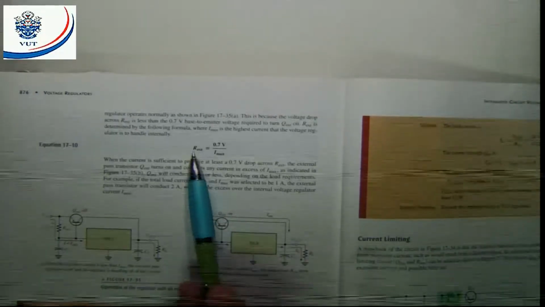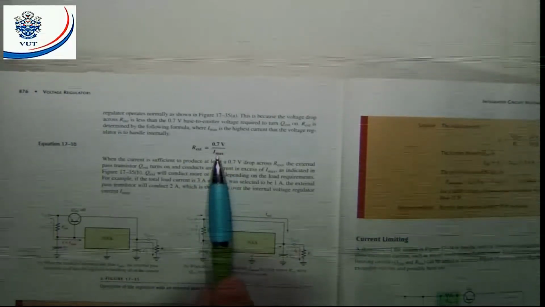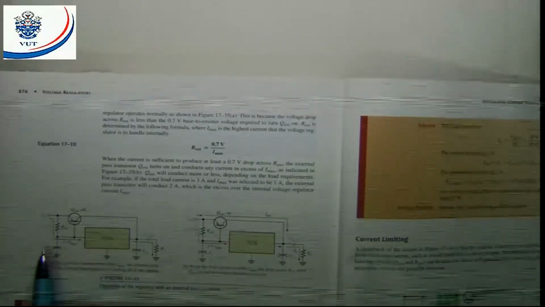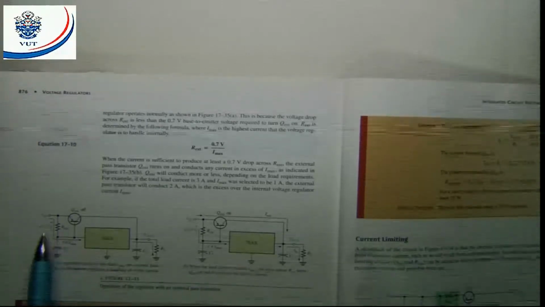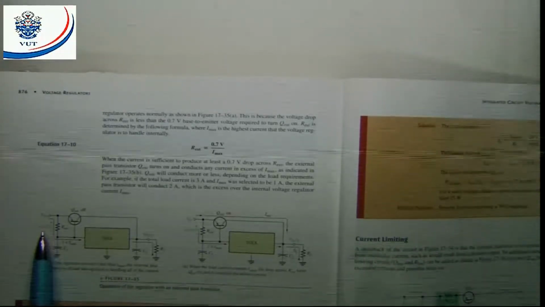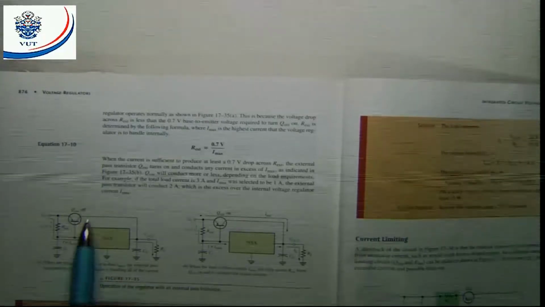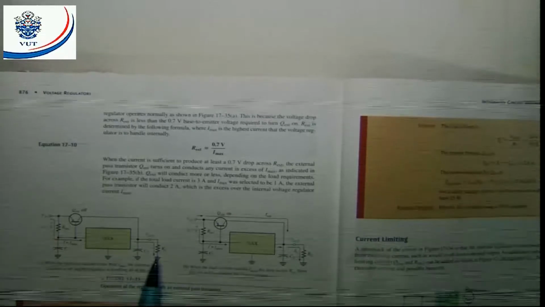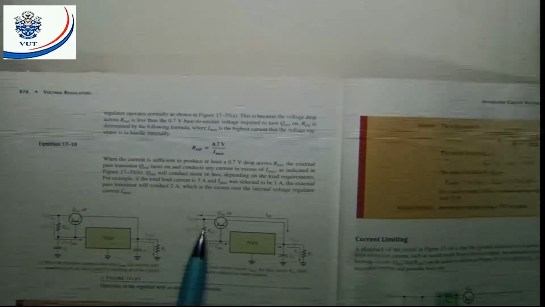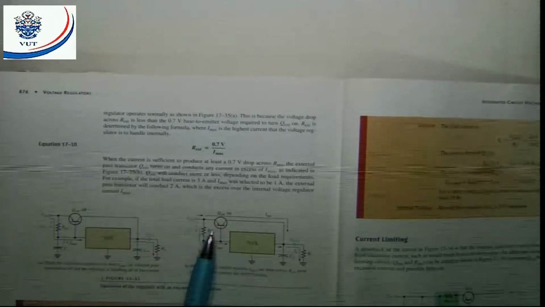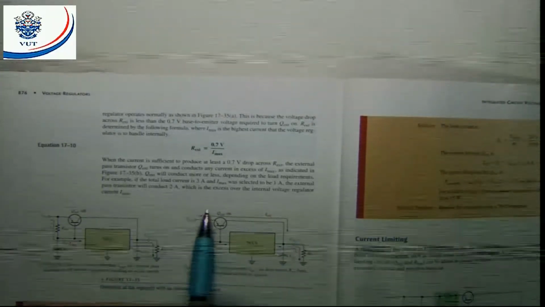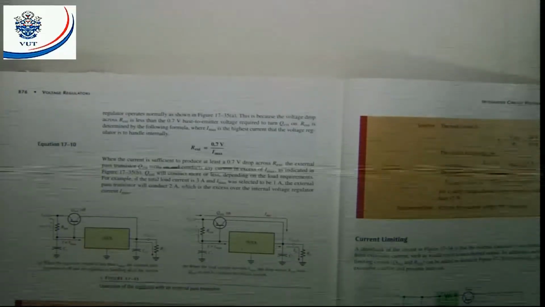Here they state R external is equal to 0.7 volts divided by I maximum. Now, if you look at this circuit here, if the volt drop across this R external is smaller than 0.7 volts, this transistor will be off and all the current will flow through the voltage regulator. If that voltage drop becomes larger than 0.7 volts, I will turn on this transistor. A certain amount of current will flow through there, and the rest of the current will flow through my pass transistor, or my external transistor.